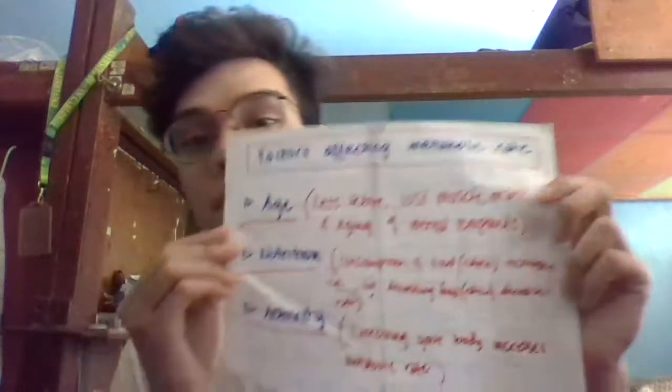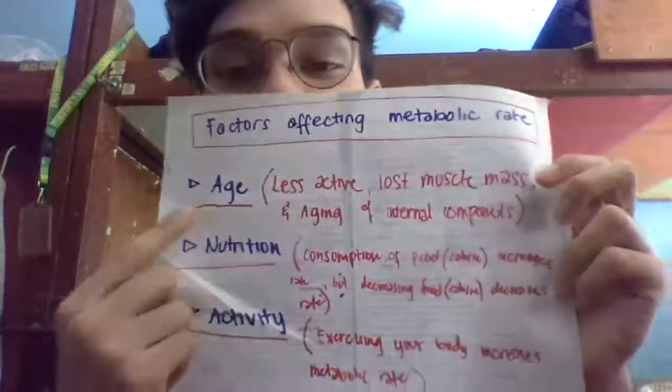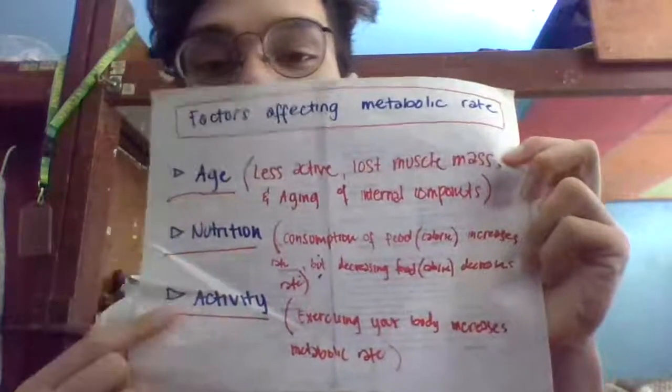So, the first question we have is, what are the three factors affecting metabolic rate? How do they influence it? So the three factors we have are age, nutrition, and activity.